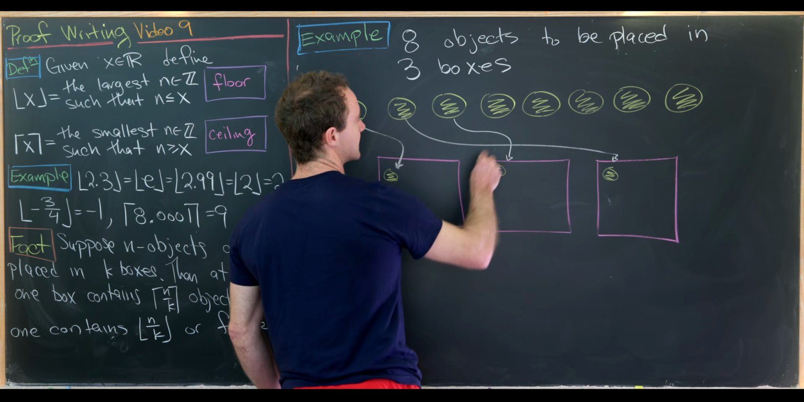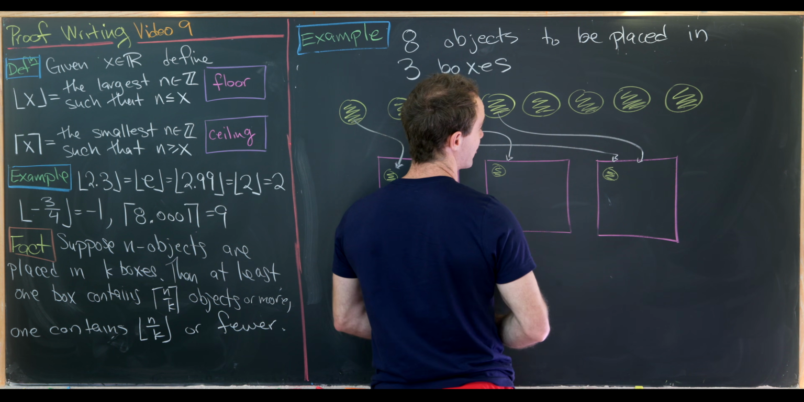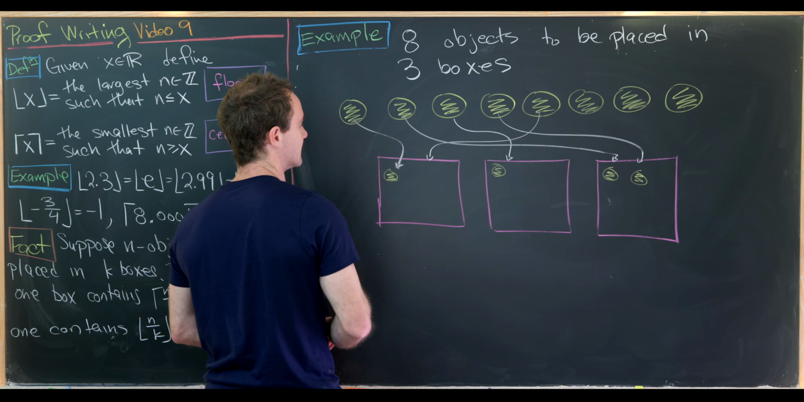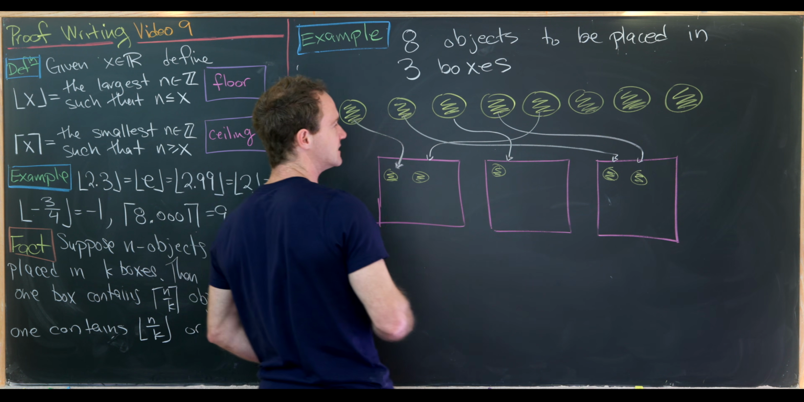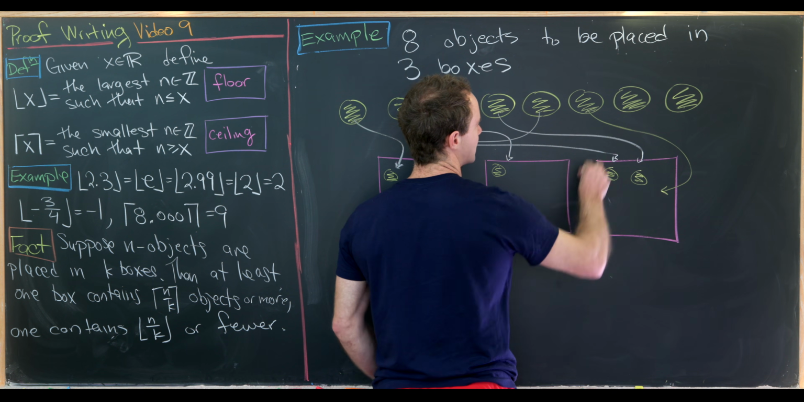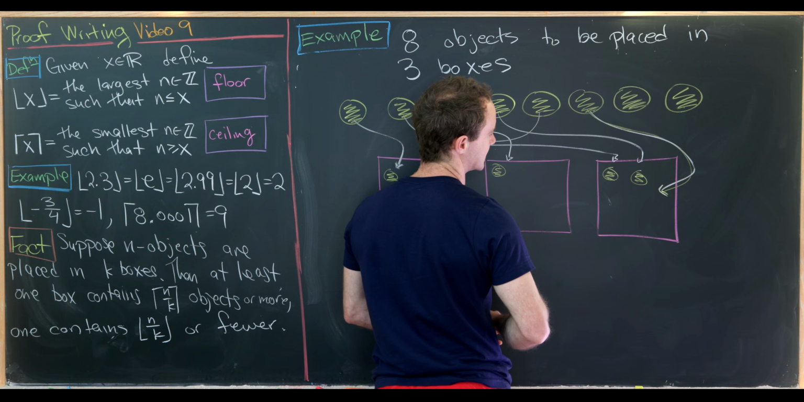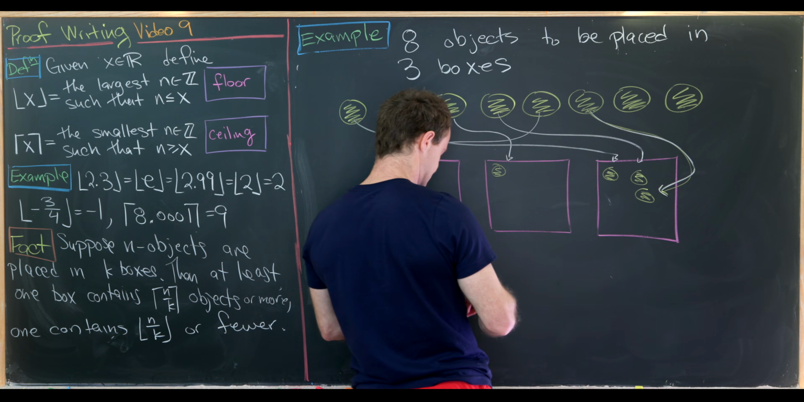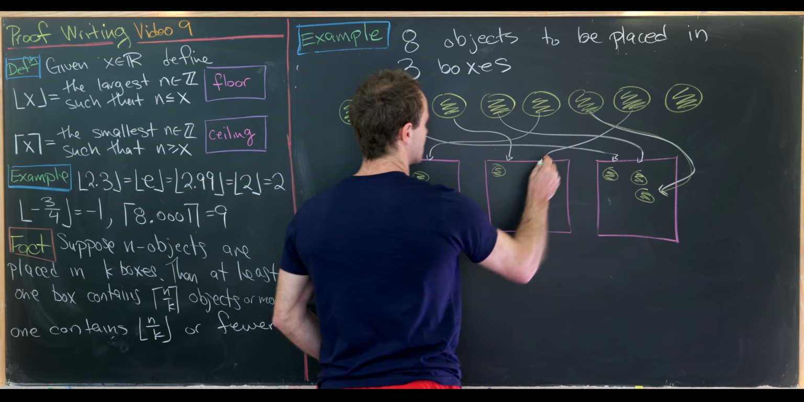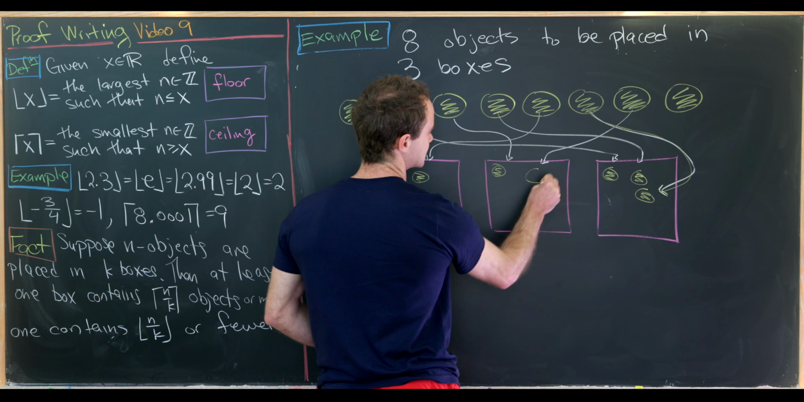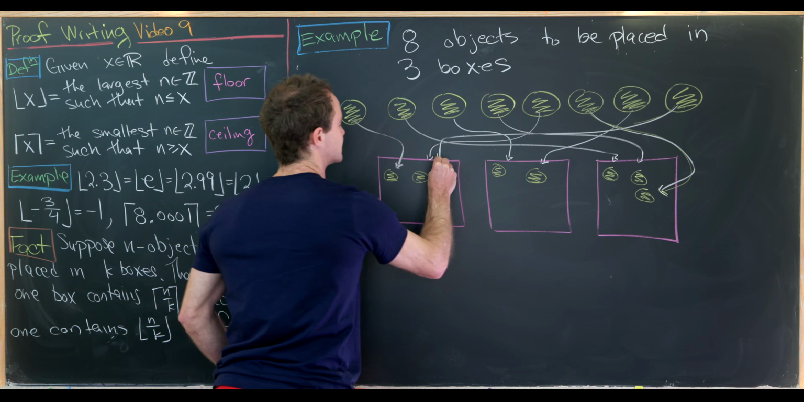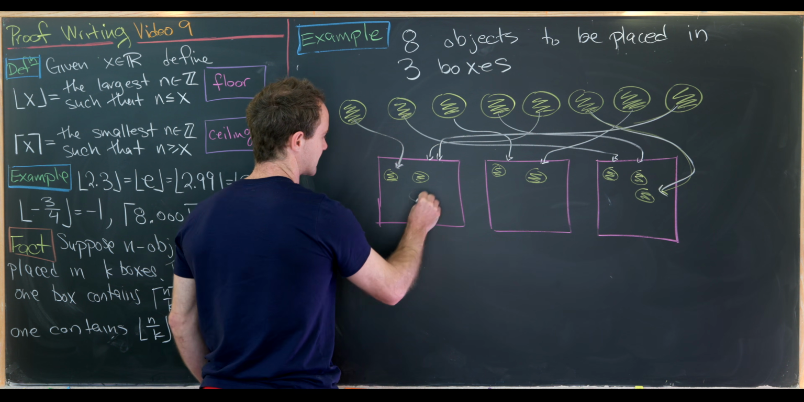And now let's keep going. This fourth object, let's put it in the third box. Let's say this fifth object goes back to the first box. And then maybe this sixth object goes into the last box. Okay, so there's my object there. And then let's say this seventh object will go into our second box. And then finally, the eighth object is placed into our first box.